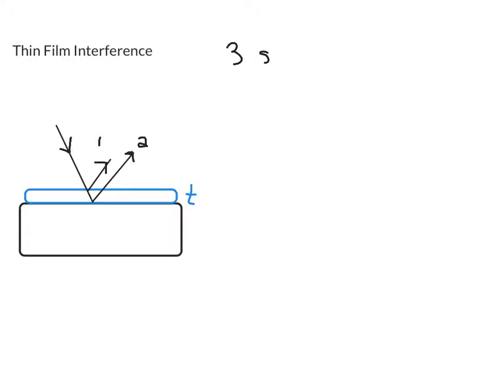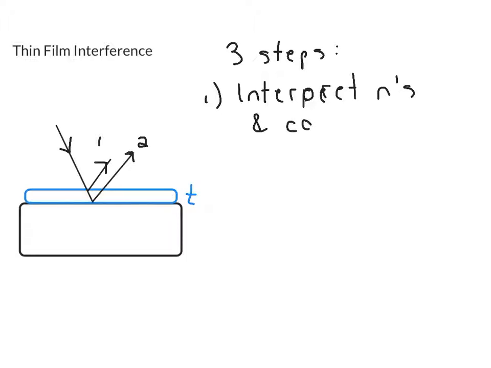I'm going to treat thin film problems, and I'm always going to solve them using 3 steps that always seem to work. The first step is interpret your indexes and calculate the new wavelength. As I said, when light enters that coating, it's going to shrink in wavelength a little bit and slow down a little bit. The new wavelength is the wavelength in air divided by the index of the coating.